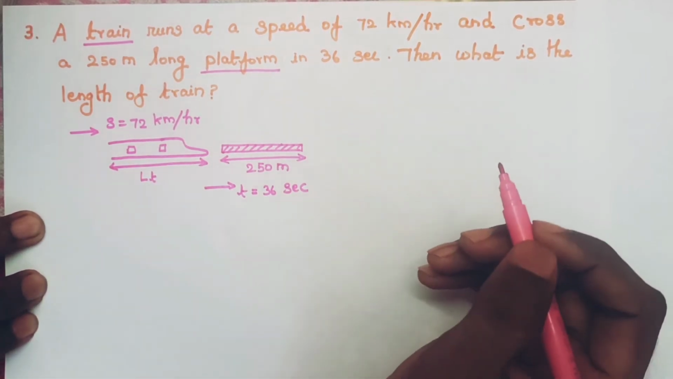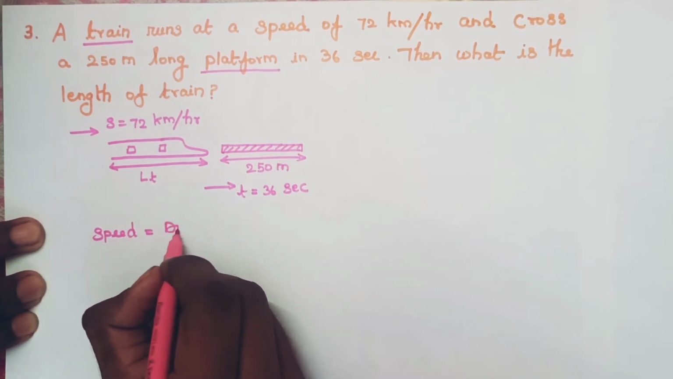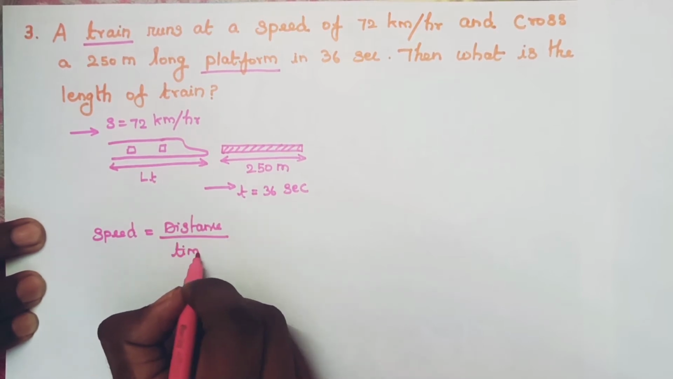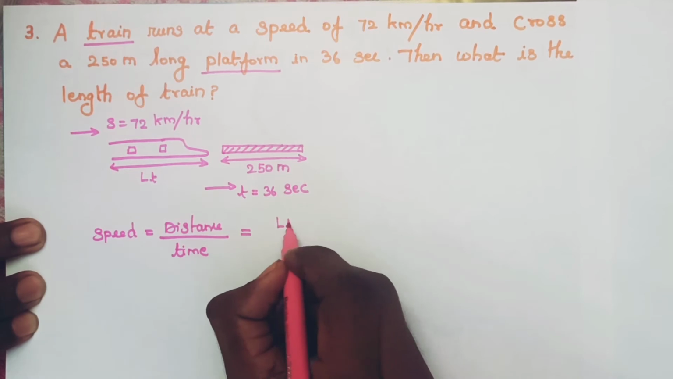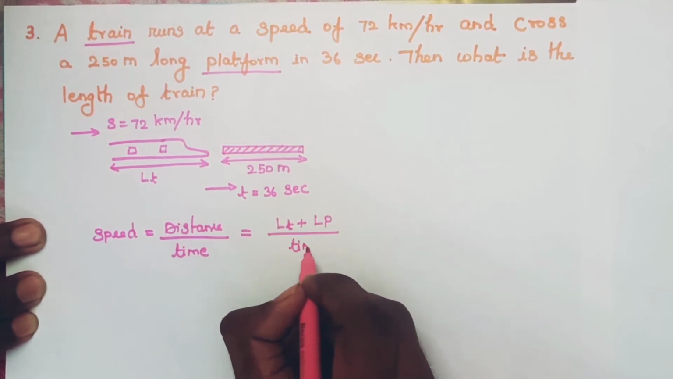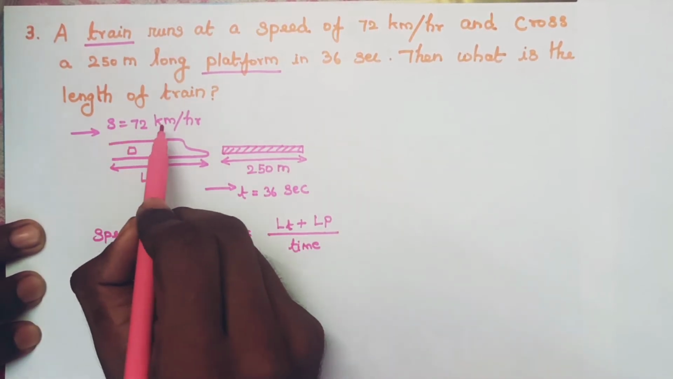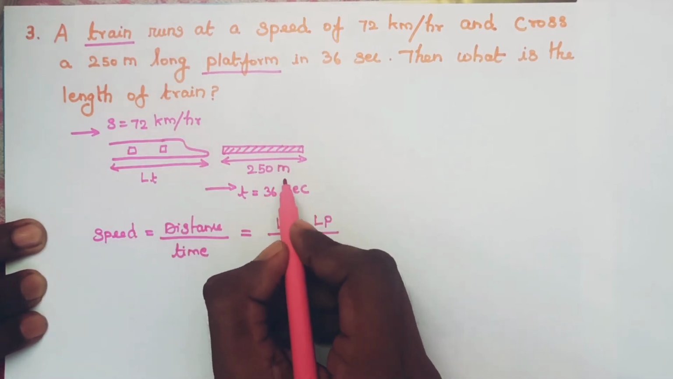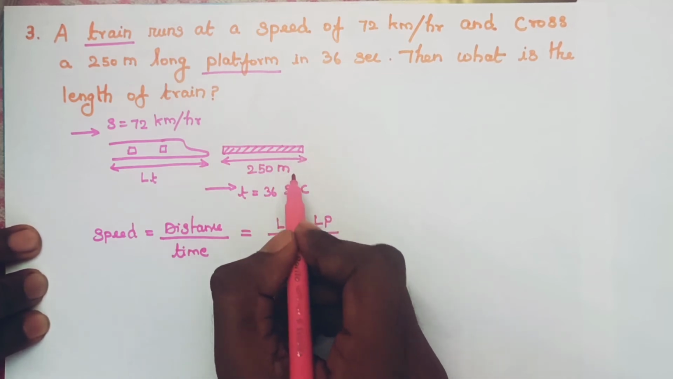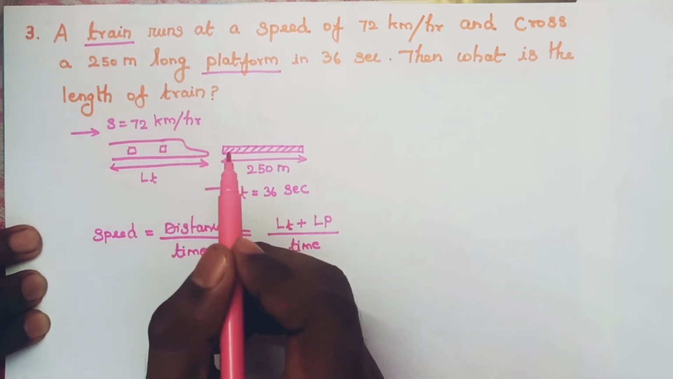What is the formula in line method? Speed equal to distance divided by time. Here the distance is what? Length of the train plus length of the platform divided by time. And just remember, speed is in kilometer per hour, but they have mentioned the length of the platform in meter and time in seconds. So you have to convert it from kilometer per hour to meter per second.